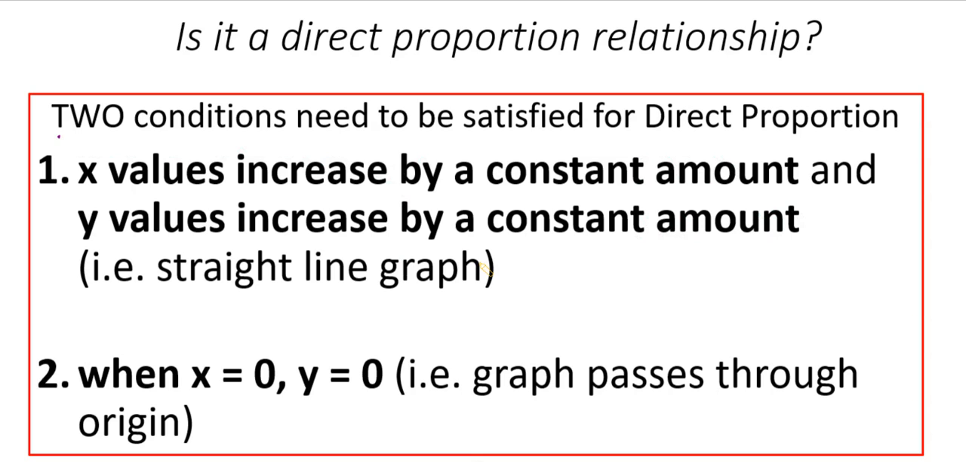So we've got 2 conditions that need to be satisfied for direct proportion. You check amongst the x and y values whether they're increasing by a constant amount. And you'll also check whether, at x equals 0, y equals 0, which needs to happen.